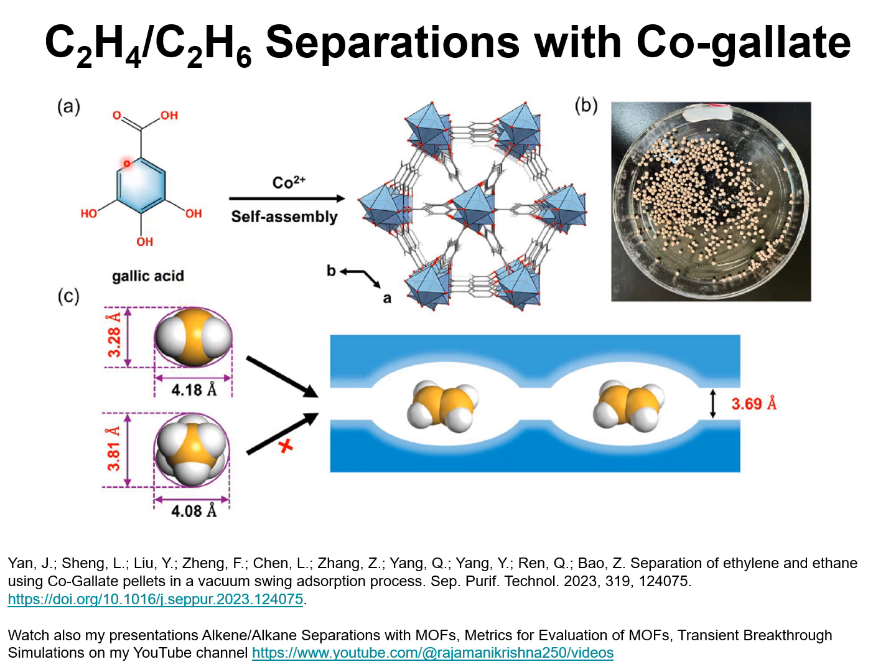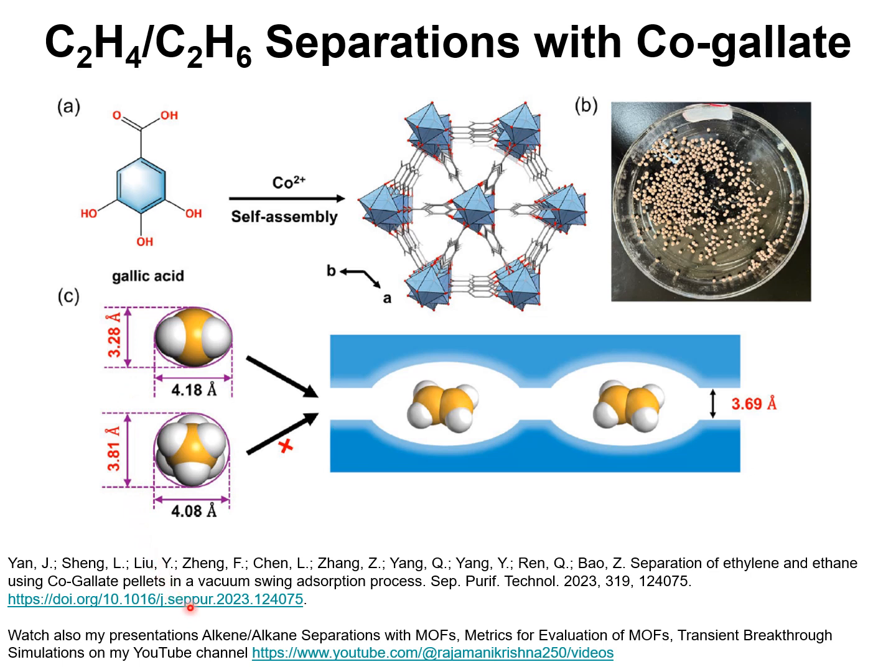Today, my presentation will focus on the separation of mixtures of ethene and ethane using cobalt gallate. The pores of cobalt gallate are such that the ethane is virtually excluded due to diffusional limitations, and the adsorption and diffusion both favor the alkene.